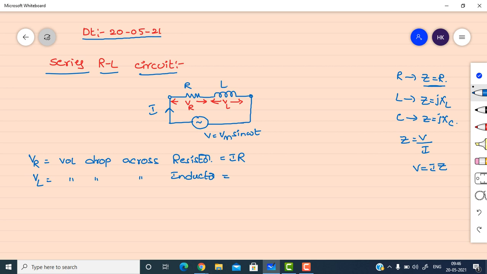And for inductor, voltage drop across inductor, VL. Again I am taking the same I into Z. V is equal to I into Z, I. And what is the impedance for this inductor? JXL. This is the impedance for inductor.